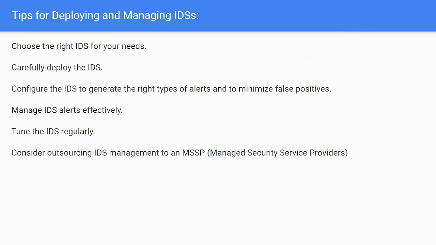So, tips for deploying and managing IDS. Number one, the organization has to choose the right IDS. You need to do your due diligence, you need to research. Number two is to carefully deploy the IDS. If possible, ask for expertise to help deploy the IDS. You need to have a wide range of coverage. You understand? Configure the IDS to generate the right type of alert and to minimize false positives. Then we have: manage IDS alerts effectively, tune the IDS regularly, and consider outsourcing IDS management to an MSSP.